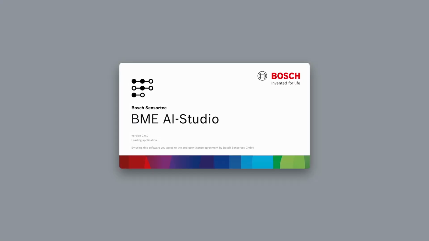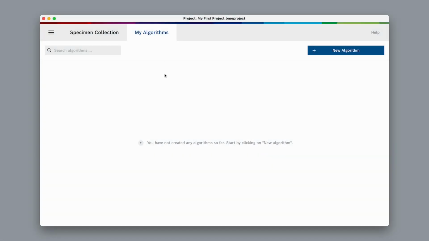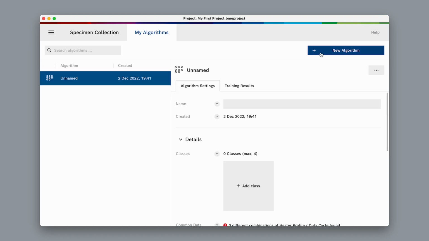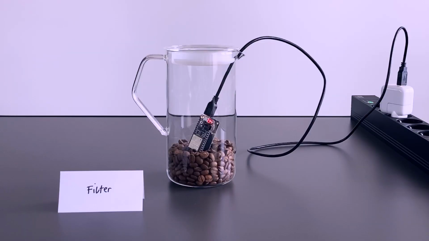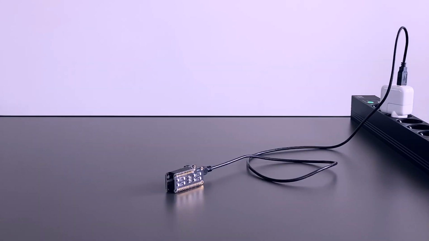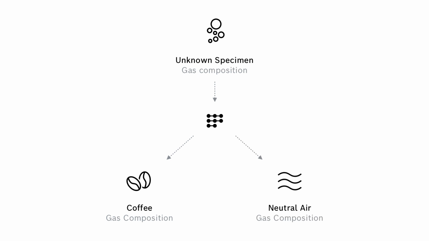I'm here in AI Studio within My Algorithms. I don't have any algorithms yet, so let's select New Algorithm to create a new one. First, let's give our algorithm a nice name. I'll call it Coffee or Not, because in our example, we want to enable the BME 688 to detect coffee beans. We want the sensor to be able to say, this is coffee, and this is not coffee, this is just neutral air. So this means our algorithm needs to be trained to distinguish two cases, coffee and neutral air.